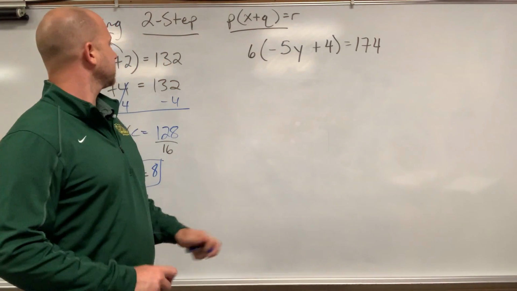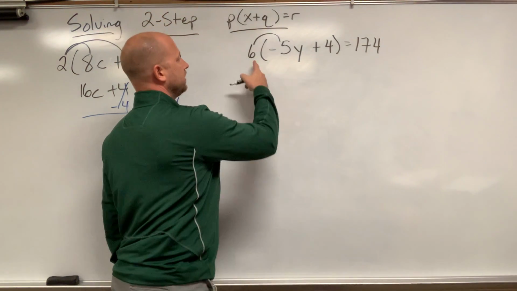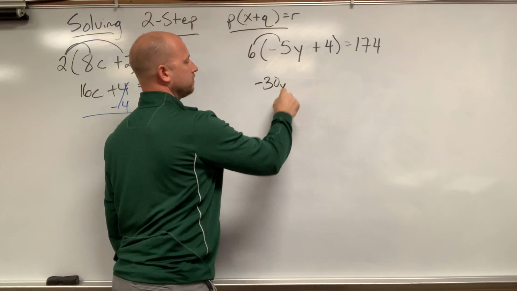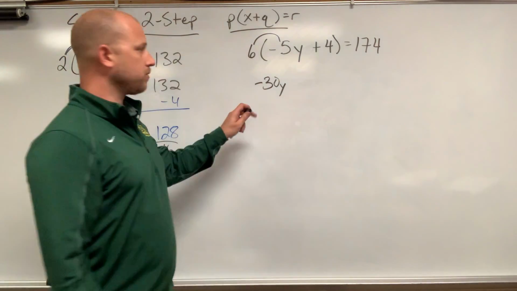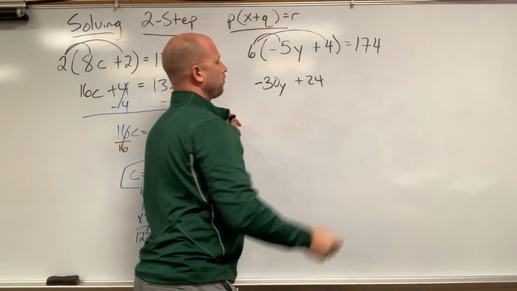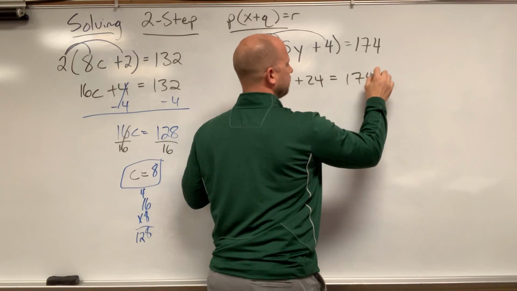All right, one of the first things you should notice is 6 times -5y. 6 times 5 is 30. Different signs are negatives, and then you bring your y. So -30y. 6 times 4 gives us a positive 24. And then we have equals 174.